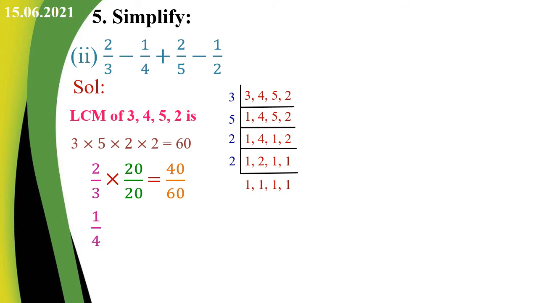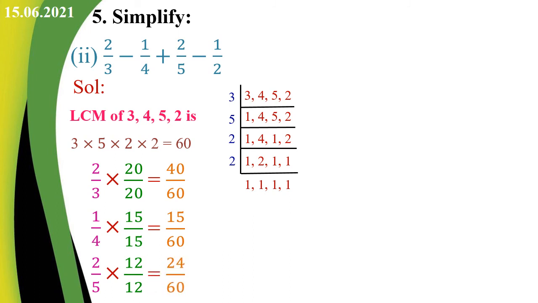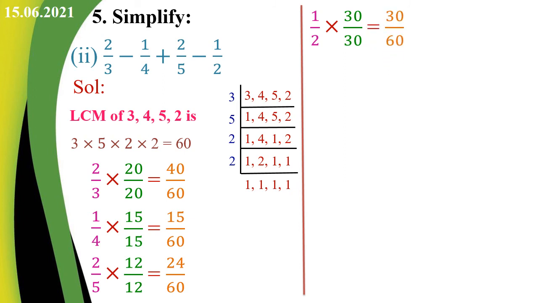The second rational number is 1 by 4. On multiplying by 15, 1 15 is 15, 4 15s are 60. The third rational number is 2 by 5. On multiplying by 12, 2 12s are 24, 5 12s are 60. The fourth rational number is 1 by 2. On multiplying by 30, 1 30 is 30, 2 30s are 60. We get 30 by 60.